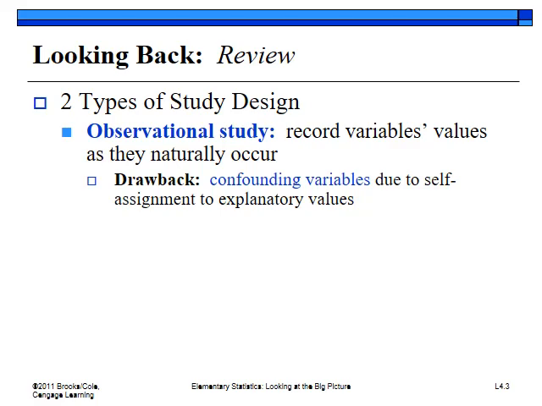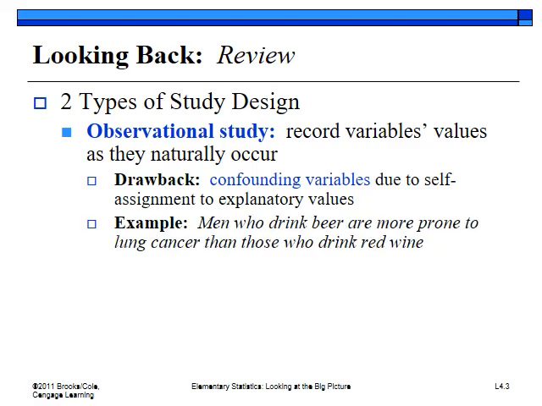The drawback to observational studies is the presence of confounding variables. Look at this example. Men who drink beer are more prone to lung cancer than those who drink red wine. Can you think of a confounding variable here? I think the most likely confounding variable is cigarette smoke. People are more likely to drink beer in a smoky, crowded bar than they are to drink red wine.